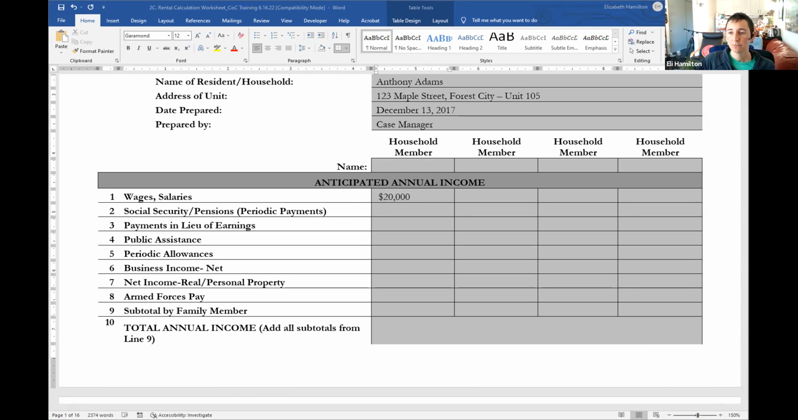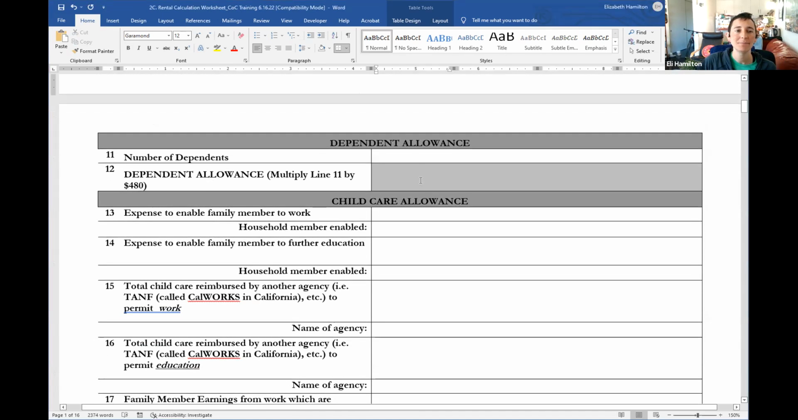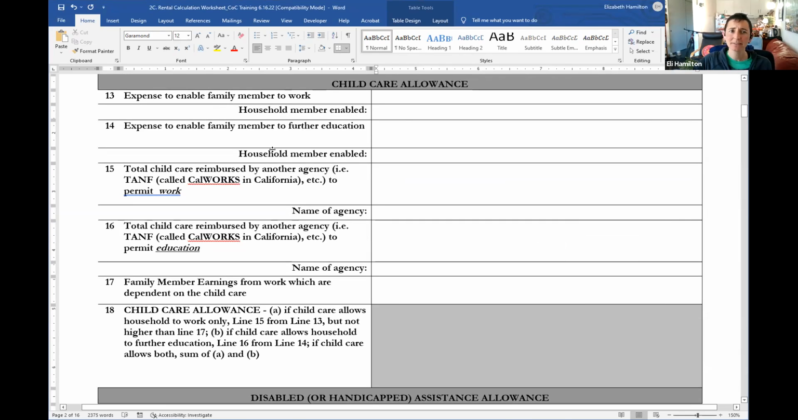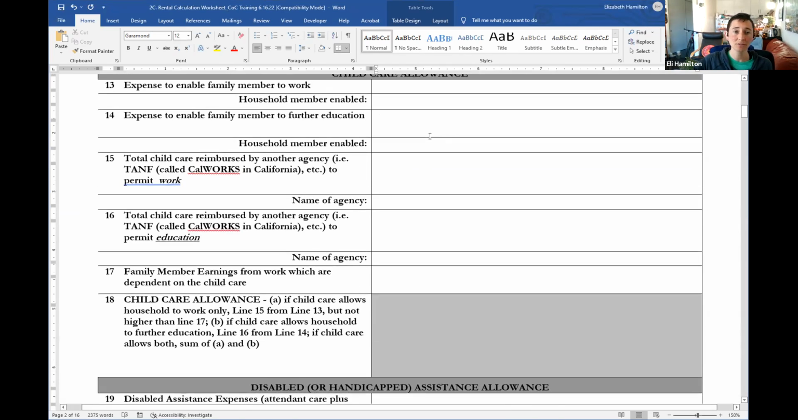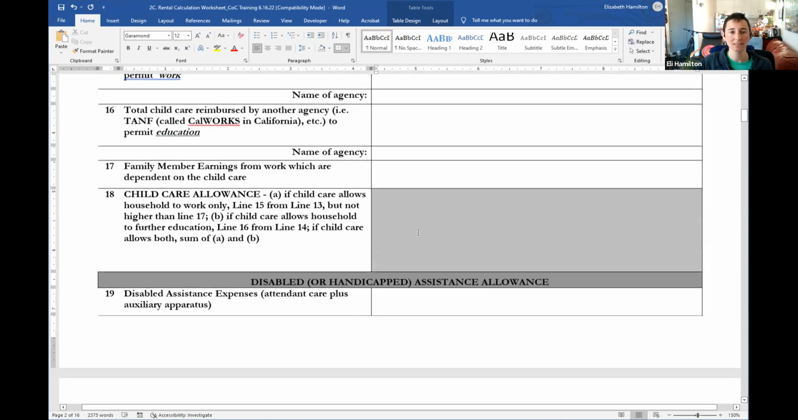Next step, we need to determine whether Anthony should have a dependent allowance of any kind. Does Anthony have any dependents? No dependents. That's right. So we don't need to worry about that. Childcare allowance, that's the next step. There's no children in the household, there are no dependents, therefore there are no children. So the childcare allowance is not going to play into this.